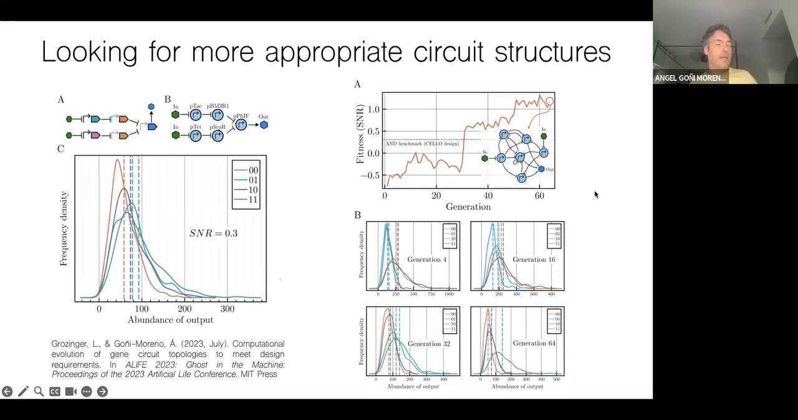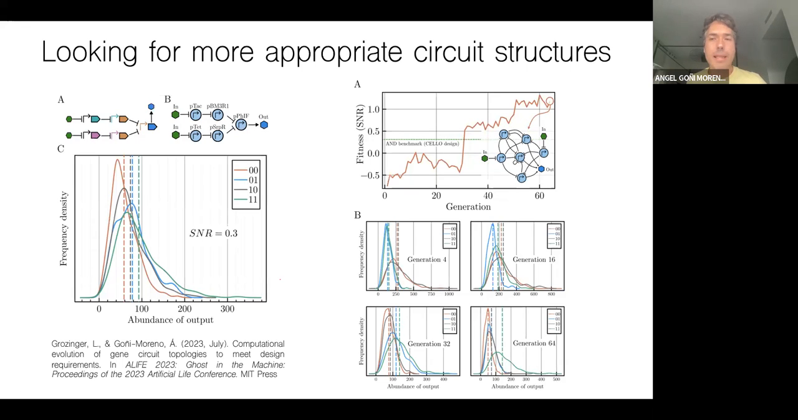What we did is we implemented a genetic algorithm, and we fed the genetic algorithm with all these parts that we had in our laboratory, all these PTAC, PTET, and so on. And we said to the genetic algorithm, okay, this is the function, the graph on the left, that you have to optimize. We need as high output as possible.